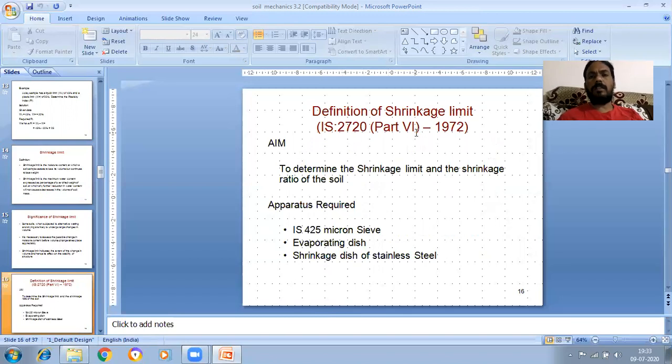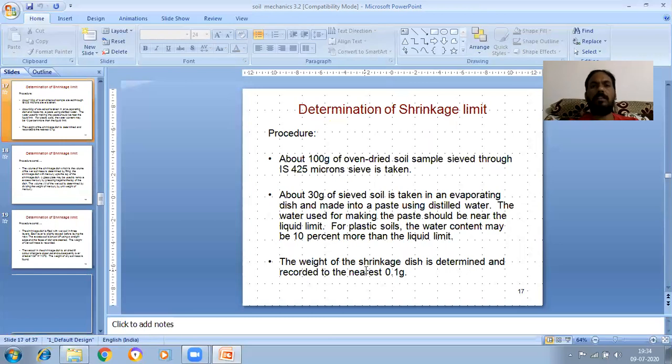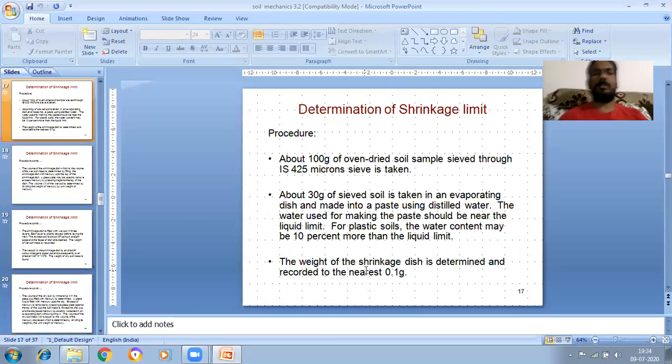Next, determination of shrinkage limit. The aim is to determine the shrinkage limit and the shrinkage ratio of the soil. Apparatus required: IS 425 micron sieve, evaporating dish, and shrinkage dish of stainless steel. So these are the apparatus required. Let us see the procedure to determine the shrinkage limit.